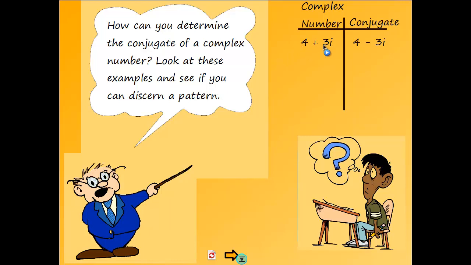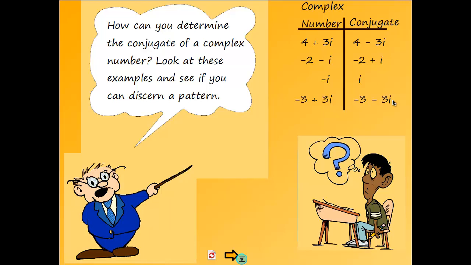So here's our number 4 plus 3i. The conjugate of that is 4 minus 3i. Here's the complex number negative 2 minus i, and its conjugate is negative 2 plus i. Then we have the complex number negative i. Its conjugate is i. Have you seen the pattern yet? Negative 3 plus 3i is the complex number. Its conjugate is negative 3 minus 3i.